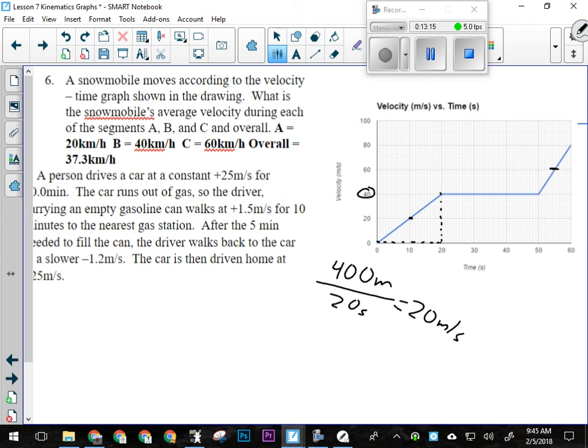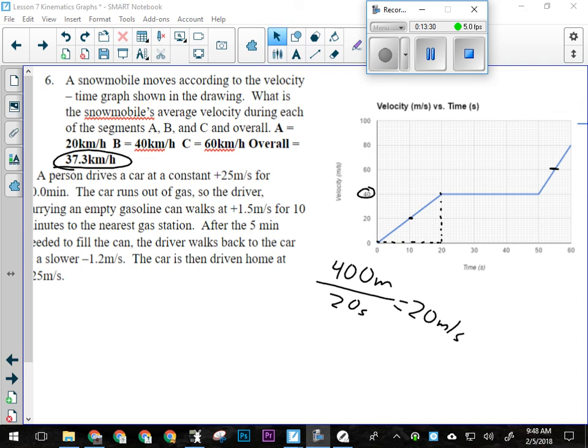All right, still want you to do this part, the overall velocity, the average velocity over the whole trip. That is going to require you to get the total displacement over the whole trip and the total time, which you can read from the graph. So I'll give you a few minutes on that one before I go over that one.